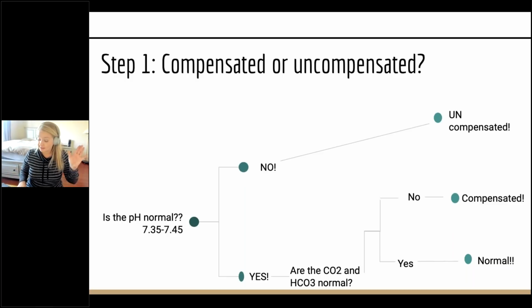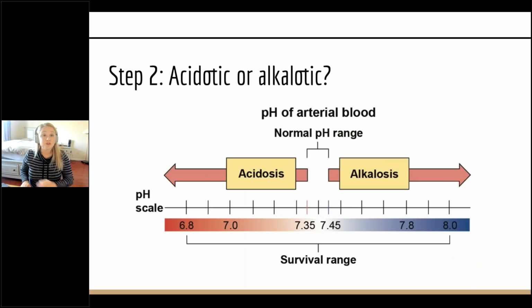Step 2 is the easiest one. For step 2, all you have to figure out, is it acidotic or is it alkalotic? And you only have to look at the pH for this. We haven't even gotten into the CO2 and the bicarb yet. Of course, if it's between 7.35 and 7.45, good to go. It's a normal pH. So how do I know acidotic or alkalotic?